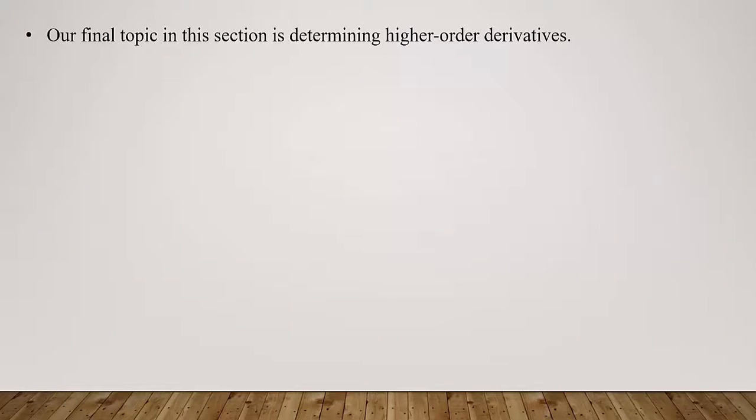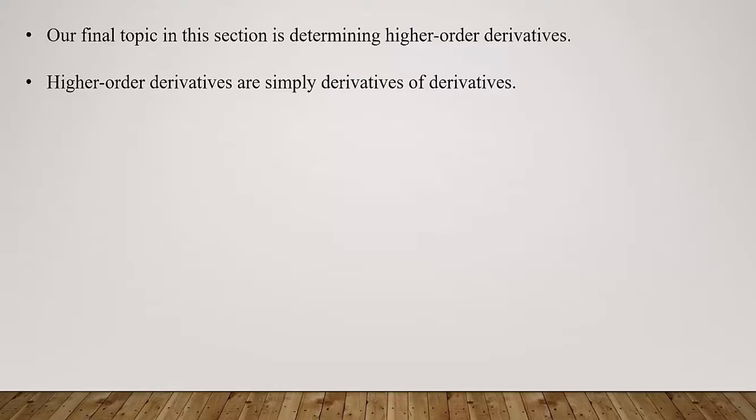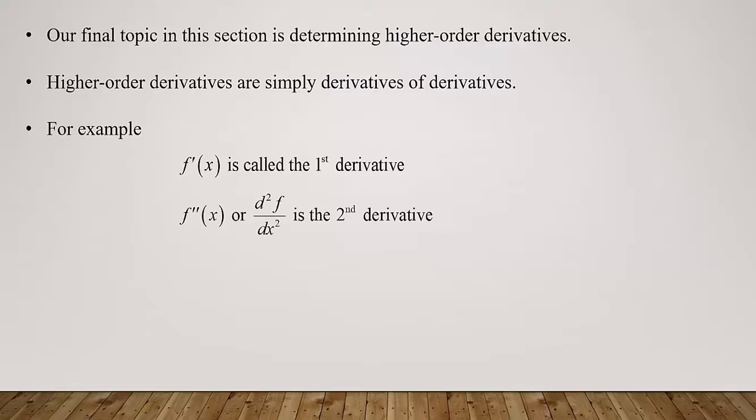All right. Our final topic in this section is something called higher order derivatives. Okay, that sounds kind of imposing, but it's not. Higher order derivatives are nothing more than derivatives of derivatives. So for example, we know f prime of x. Well, that's also known as the first derivative. F double prime of x, and I gave notation, d squared f over dx squared, alternate notation. That's called the second derivative. The second derivative is nothing more than the derivative of the first derivative.